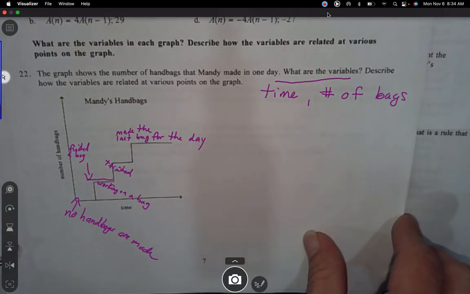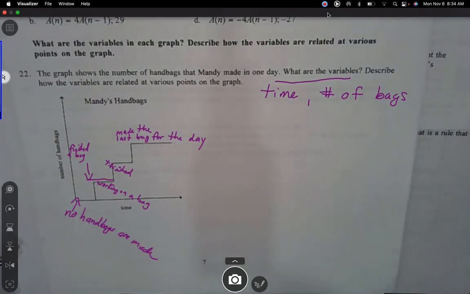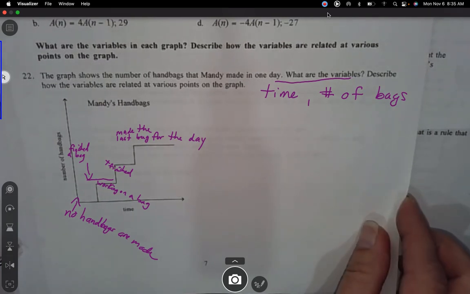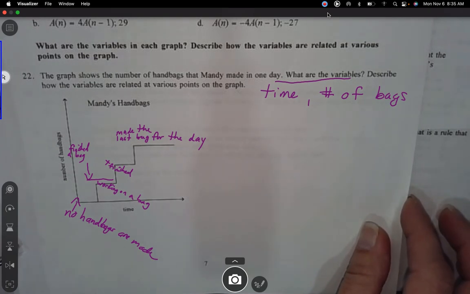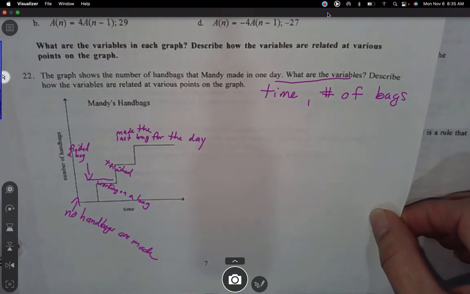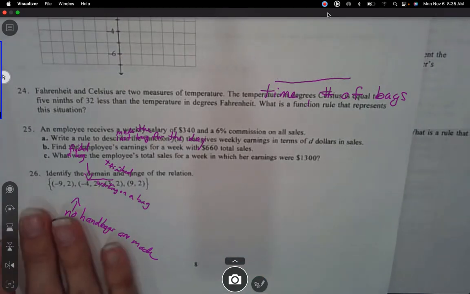Are we done with that one? Anybody still writing? I'm still ready. Okay, okay. Alright, I'm on mute. Then let's keep going.